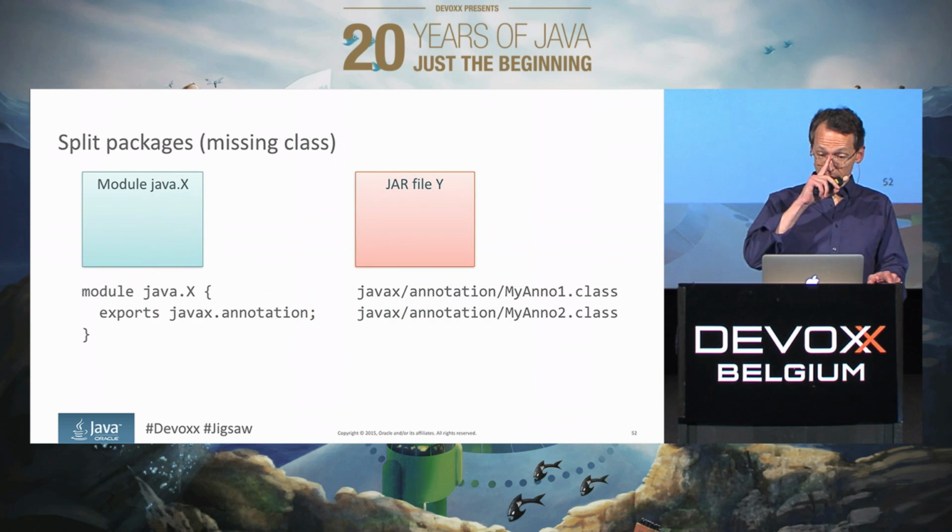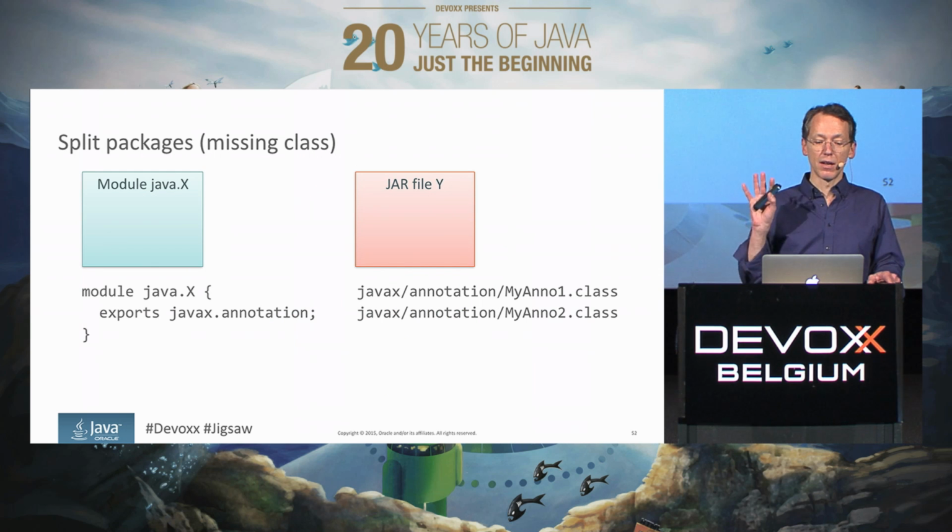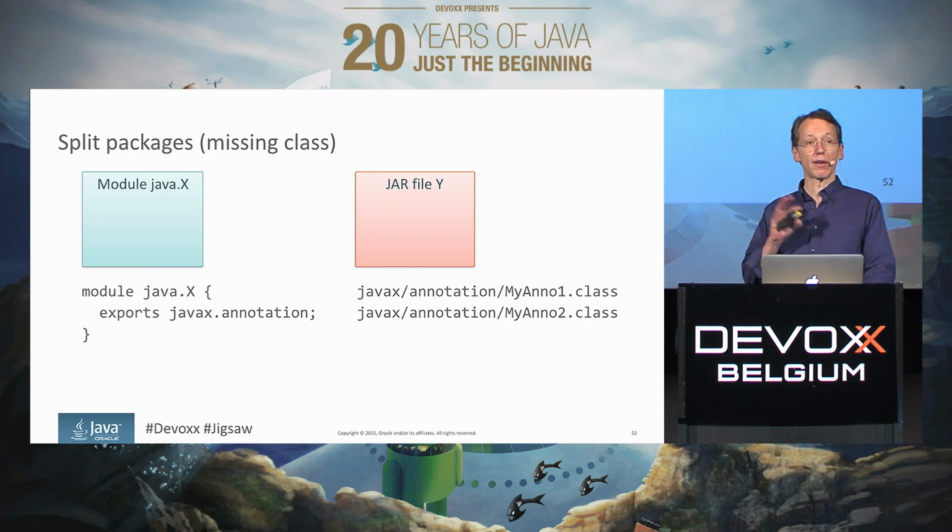One scenario is a jar file on the class path that contains non-standard types in the java.annotation package. In JDK 9, these types will be ignored because the Java SE module graph already has a module that exports the javax.annotation package.